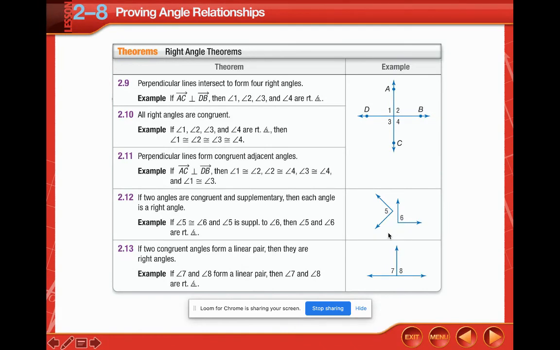All right. If 2 congruent angles form a linear pair, then they're right angles because the only number in the world that when you add it together by itself equals 180 is 90. So they got to be right angles. All right, a little bit of common sense stuff there.